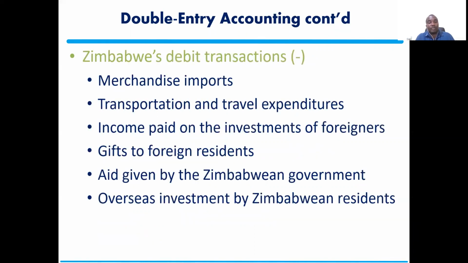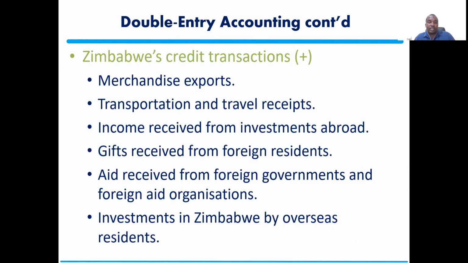And then the debit transactions of Zimbabwe include merchandise imports as opposed to exports, transportation and travel expenditures as opposed to receipts, and income paid on investments of foreigners. When foreigners invest in the domestic economy, later on, income is paid to them. The income which is paid to them is a debit transaction from our accounts. And then we've got gifts to foreign residents, aid given by the Zimbabwean government, and overseas investments by Zimbabwean residents, which cause an outflow. So debit transactions are associated with outflows, and credit transactions are associated with inflows.